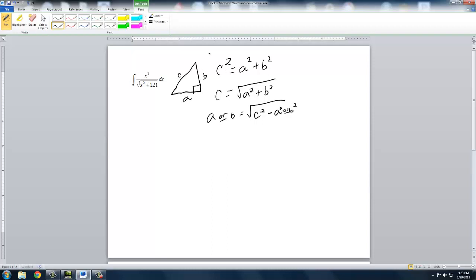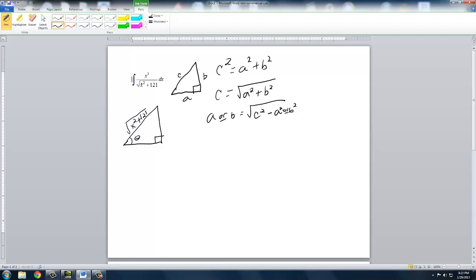So if you notice here, the hypotenuse is always the square root of the sum. One of the legs is always the square root of the difference. When we go back to this problem, this one's a sum, so this here is the hypotenuse. We're going to draw a new triangle for this problem. Here's theta. We know that this is the hypotenuse, so this is the square root of x squared plus 121.